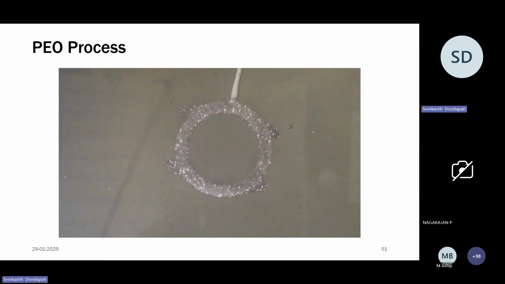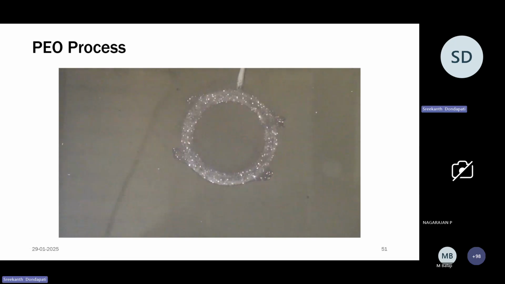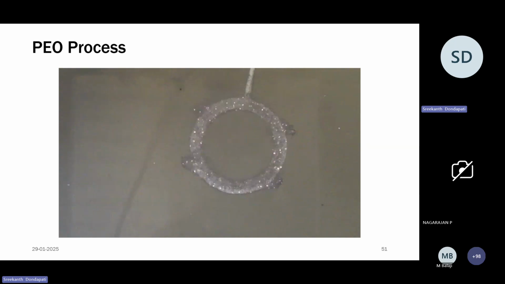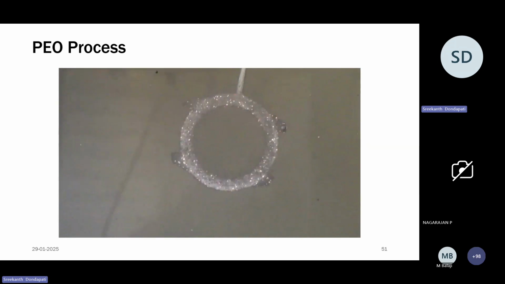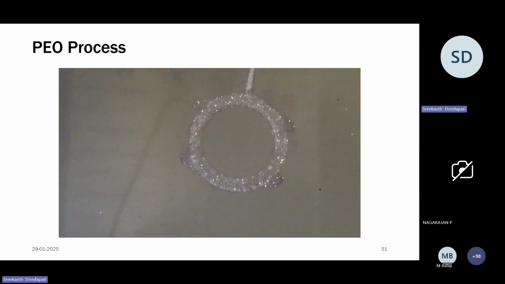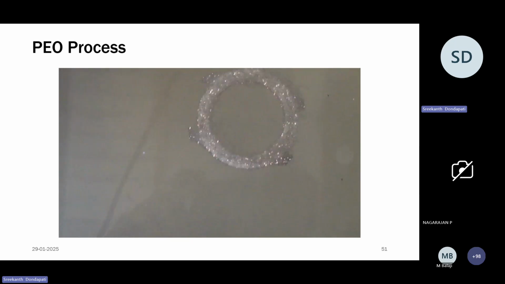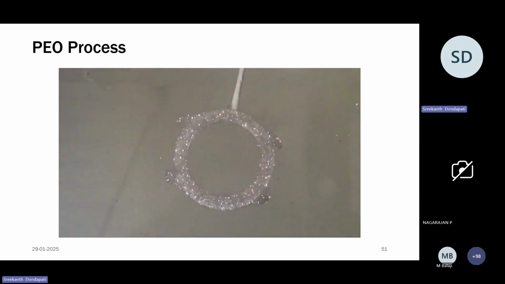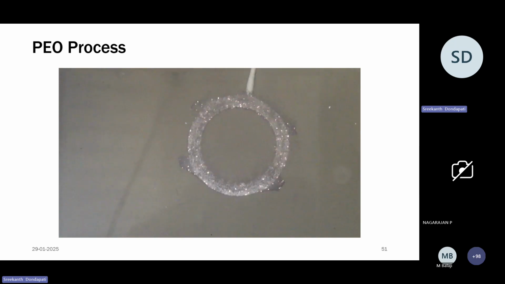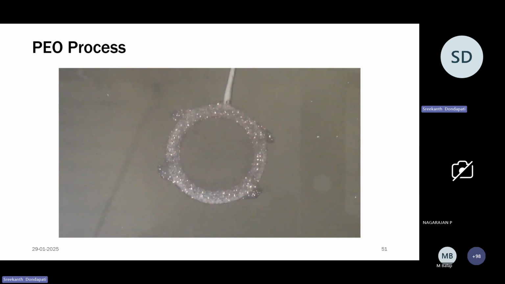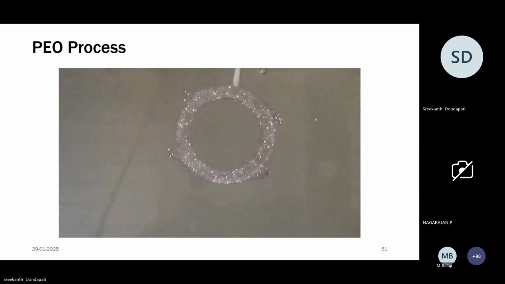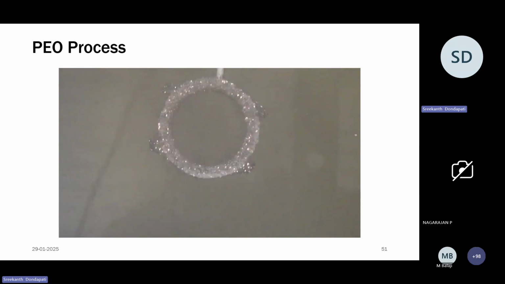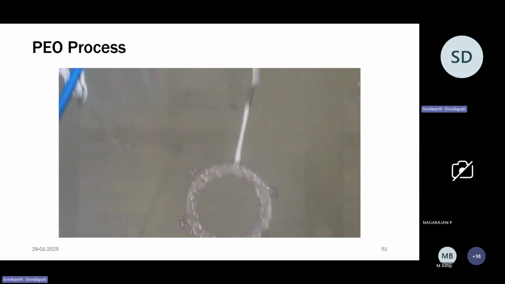The electrolyte contains very basic alkaline salts, so it is very eco-friendly. Simple sodium silicate and potassium hydroxide, this kind of alkaline salts. So it's a very eco-friendly process, but of course the disadvantage is that it is a high energy consuming process. But otherwise, it's a very good coating process to get a very good hard ceramic coating for various applications.